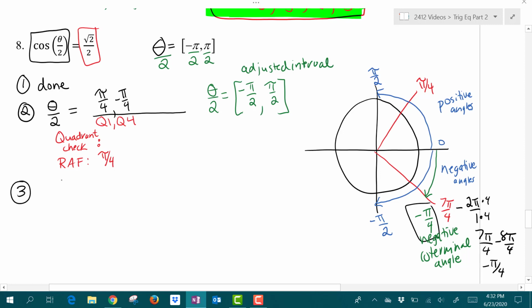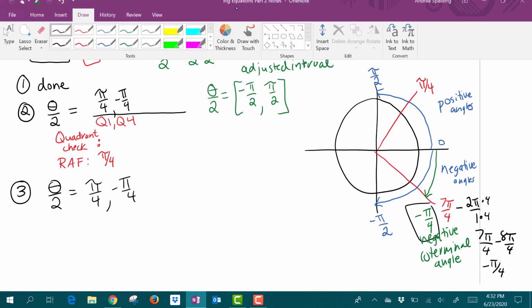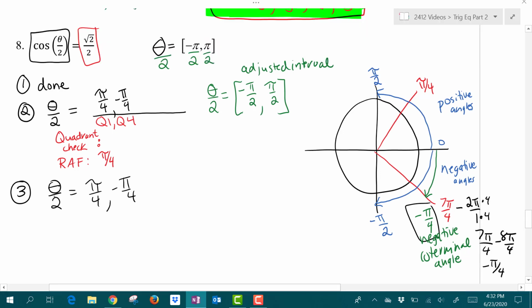So we'll move on to step 3. Step 3, we're going to take all of the angles that we got from step 2, and we want to solve for theta. So I want to get theta by itself on one side. So in order to get theta alone, on the left-hand side I'm dividing by 2, so I'm going to do the opposite. I'm going to multiply by 2. We're going to do that on both sides.